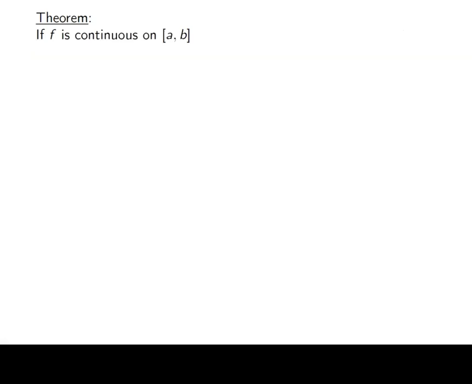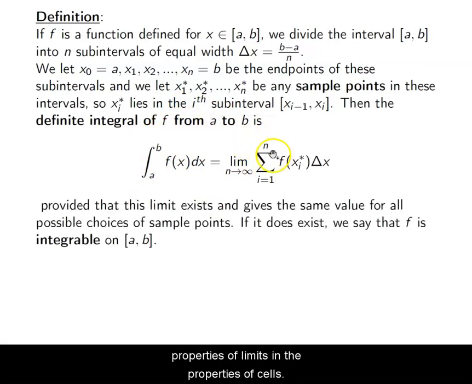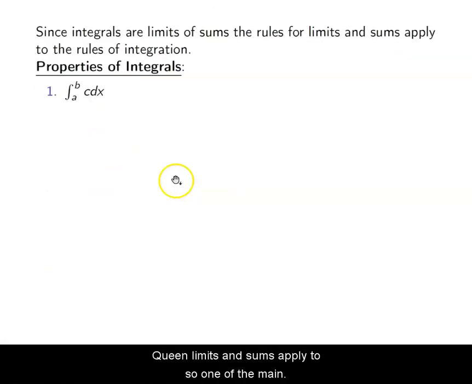Next one. Okay. Remember, just like derivatives are really just limits, all the properties of derivatives came from the properties of limits. Since integrals are really just sums, an integral is just a limit of a sum. All the properties that we have for integrals come from the properties of limits and the properties of sums. So anything that's shared between limits and sums will apply to integrals.